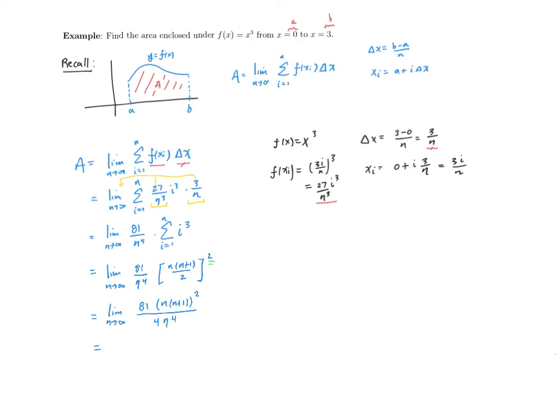And when it comes to evaluating this limit, I want to note the same observation we made previously. This is a rational function in terms of that variable n. We have a degree 4 in the bottom, and if you want to, you can expand out in the top. It's degree 4. So the value of this limit as n approaches infinity is simply determined by dividing those leading coefficients. So the value of this limit and the area that we've been asked to calculate is 81 over 4.